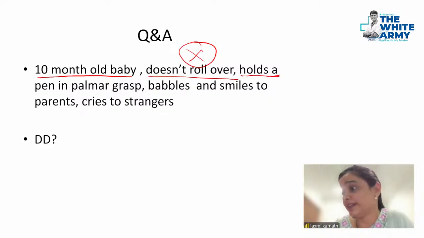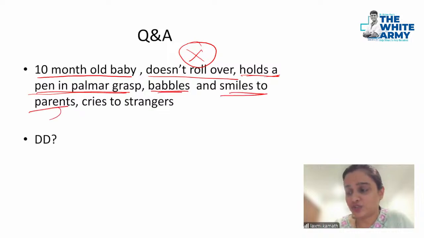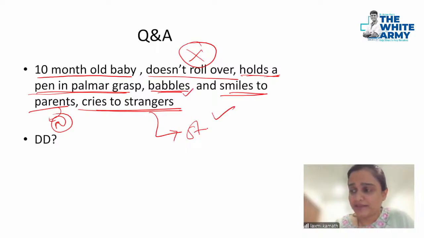But the child holds a pen in palmar grasp. Instead of having a mature pincer grasp, the child has a palmar grasp. The child babbles and smiles to parents. That means the social component is probably normal. He cries to strangers. That means your stranger anxiety is also normal. So your social milestone is normal. Language milestone is probably normal. Fine motor is nearly equal, but there is a problem in gross motor milestone.